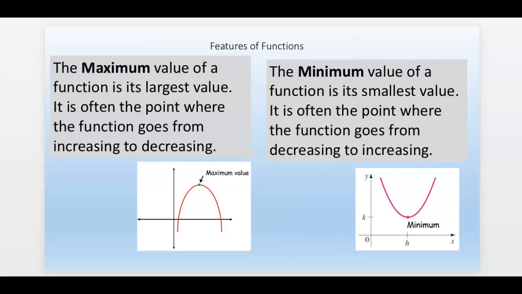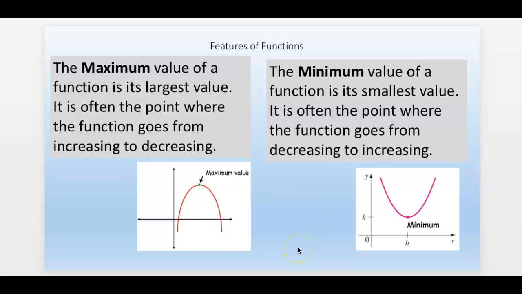The maximum value of a function, pretty simple, it's its largest value. It's its largest y value, output value. The value of the function itself is the y value. It's often the point where the function goes from increasing to decreasing, okay? Like right here, the maximum value.